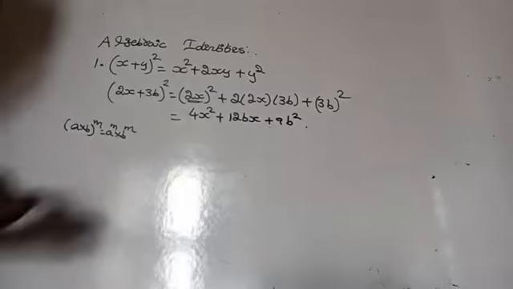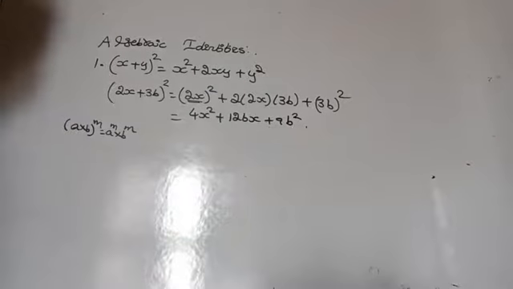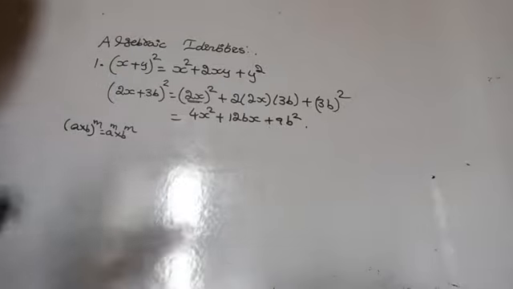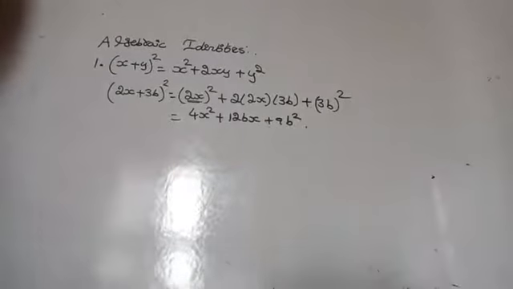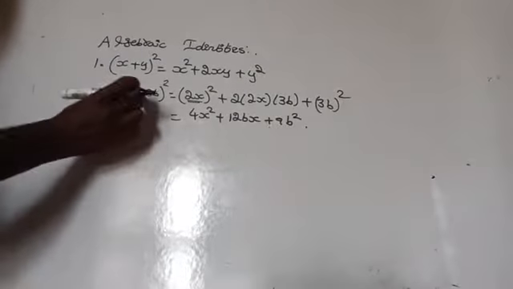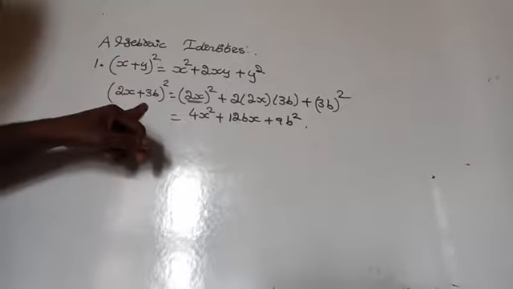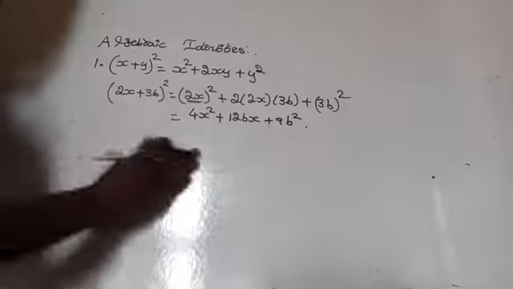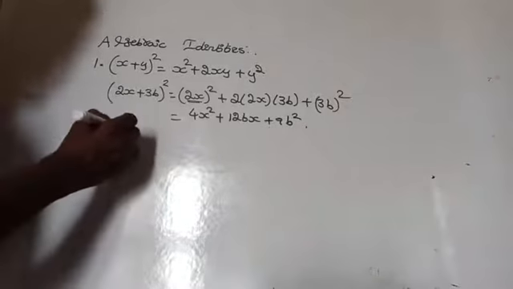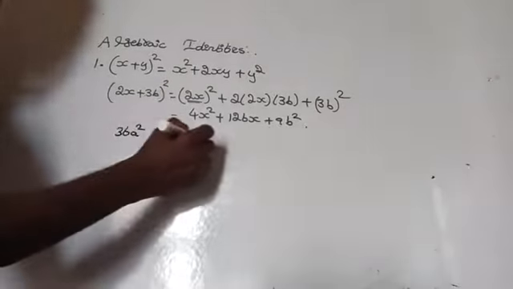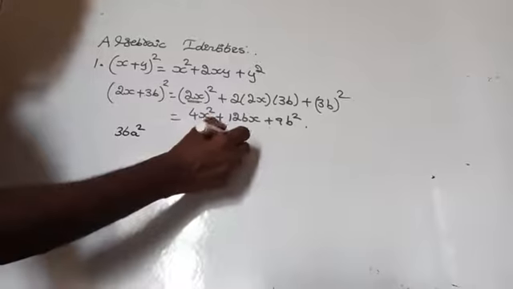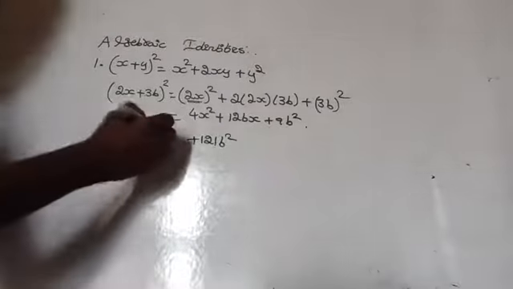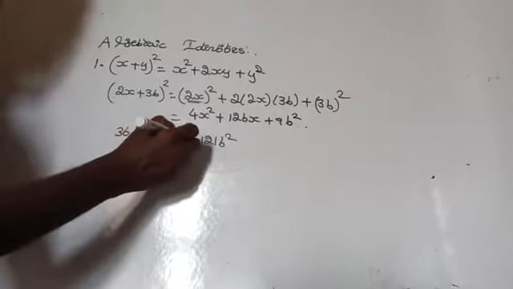Otherwise, a trinomial will be given, and you have to factorize that. Here an expression will be given, and you have to expand it by using a suitable identity. Otherwise, an expression will be given, and you have to factorize. For example, 36a square plus 121b square plus 132ab. So you have to factorize this one.